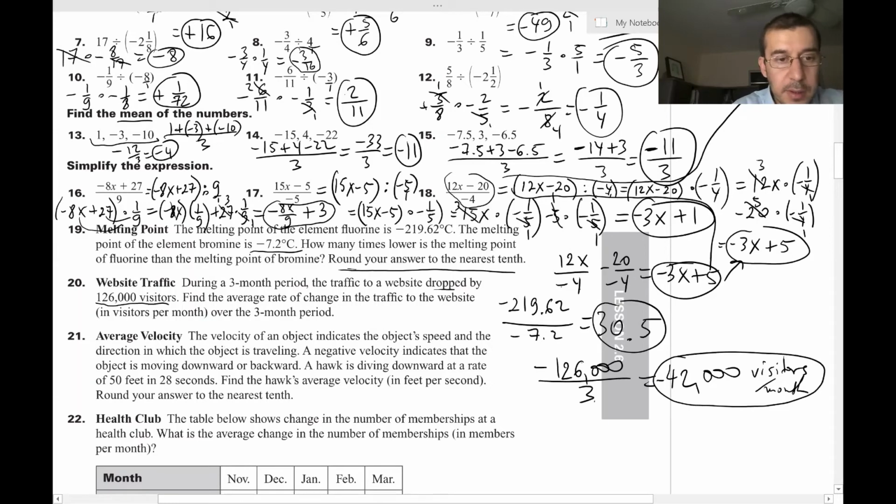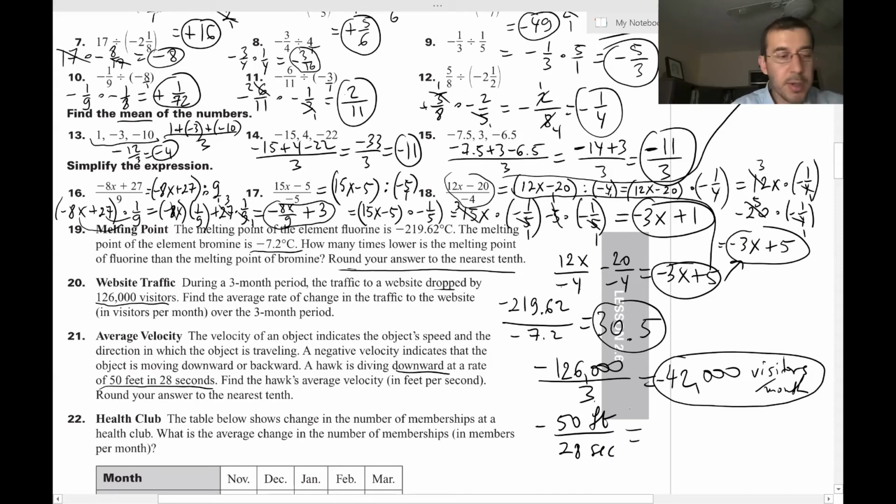21, average velocity. The velocity of an object indicates the object's speed and the direction in which the object is traveling. A negative velocity indicates that the object is moving downward or backward. A hawk is diving downward. Okay, so it's going to be a negative velocity at a rate of 50 feet in 28 seconds. So minus 50 feet over 28 seconds. Find the hawk's average velocity in feet per second.